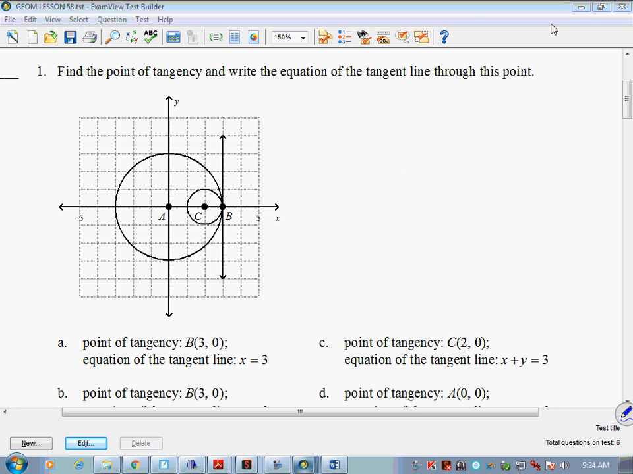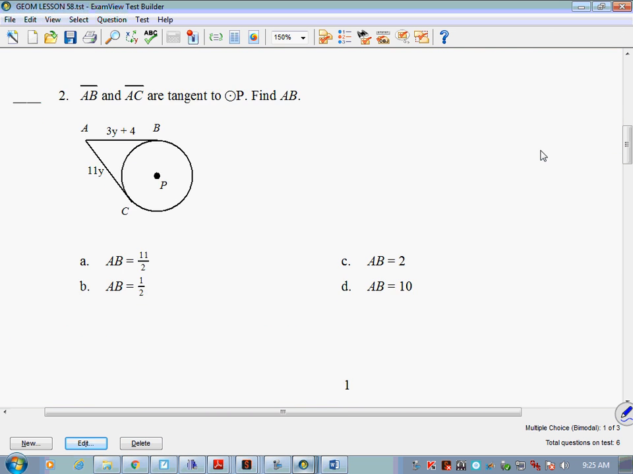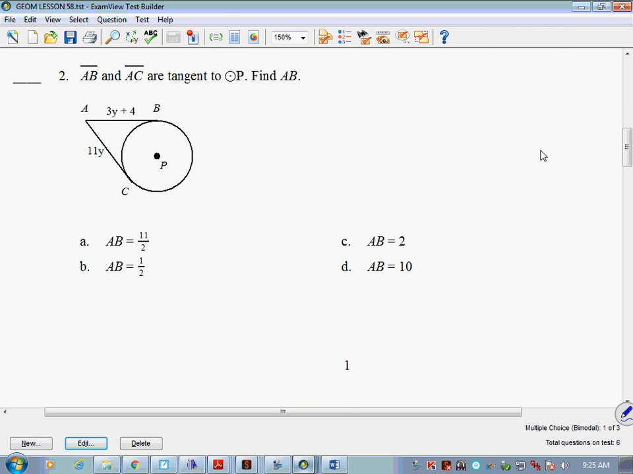All right. Let's come down to number 2. Now, number 2 is going to be based upon our last theorem. AB and AC are tangent. That's important. Our tangent to circle P, we want to find the length of AB. So what do I need to do? Okay, go ahead, Caleb. Okay, set them equal to each other. So what equation am I going to write to begin to solve? Okay, 3y plus 4 equals 11y. Very good.